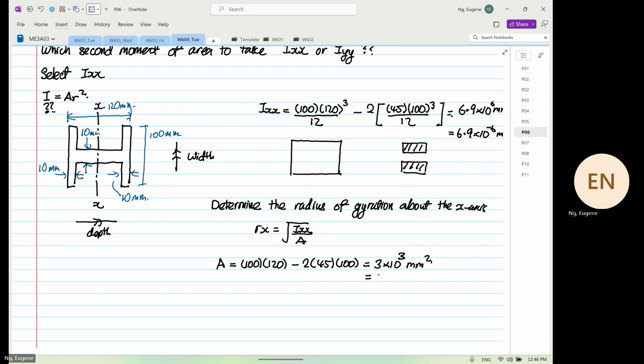Equal to 3 times 10 to the power minus 3 meter squared. Okay. So from here, therefore, this is an important value.